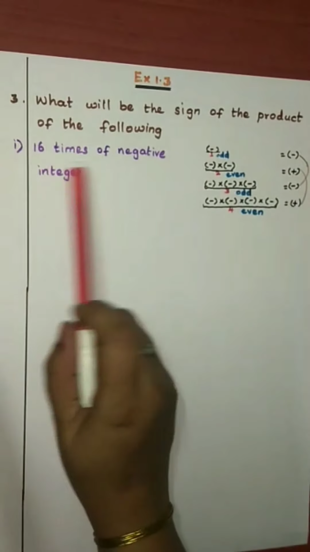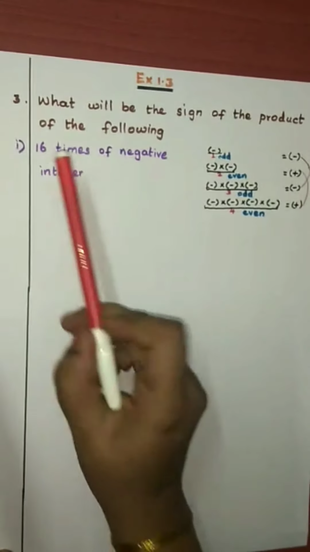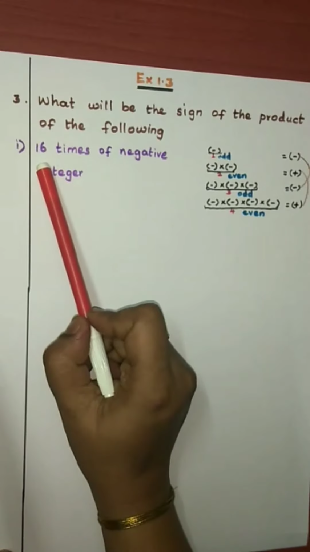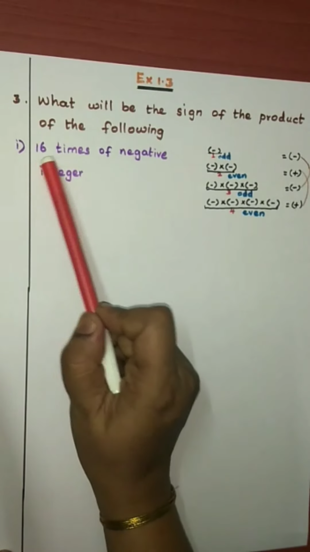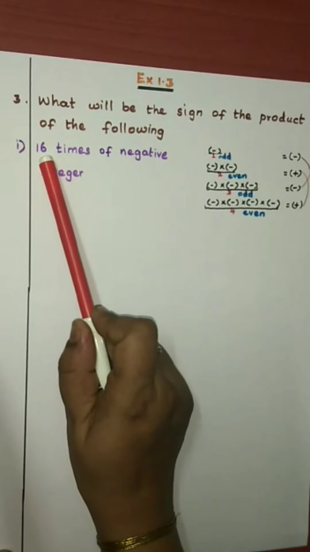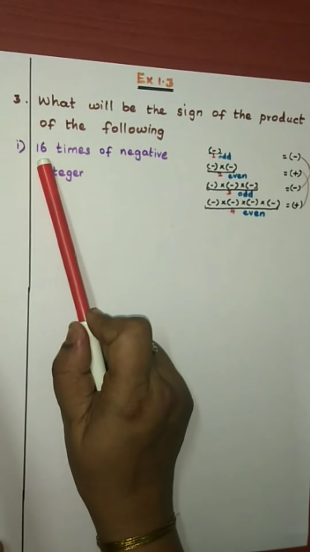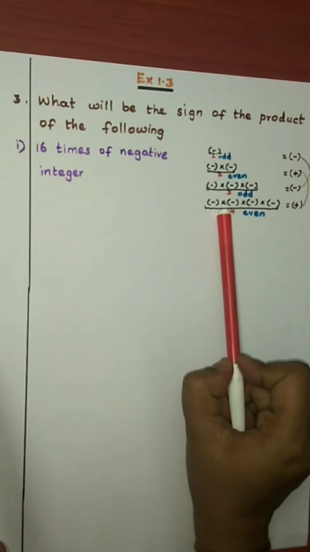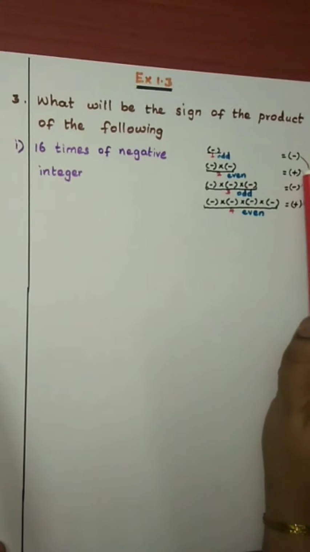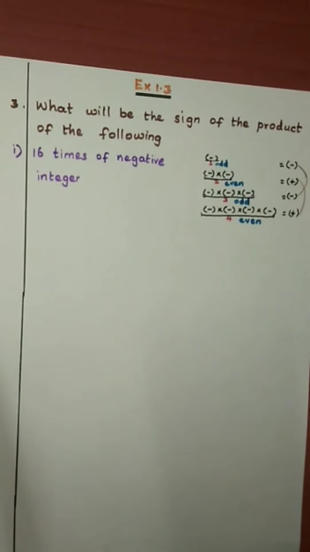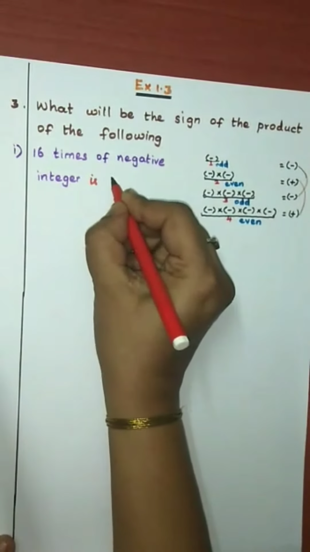First one, 16 times of negative integer. So 16 times. What do you know about this 16? Is it an odd number or an even number? 16 is divisible by 2. So it is an even number. So we know that when minus sign is multiplied an even number of times, we get a positive sign. So 16 times of negative integer is positive.